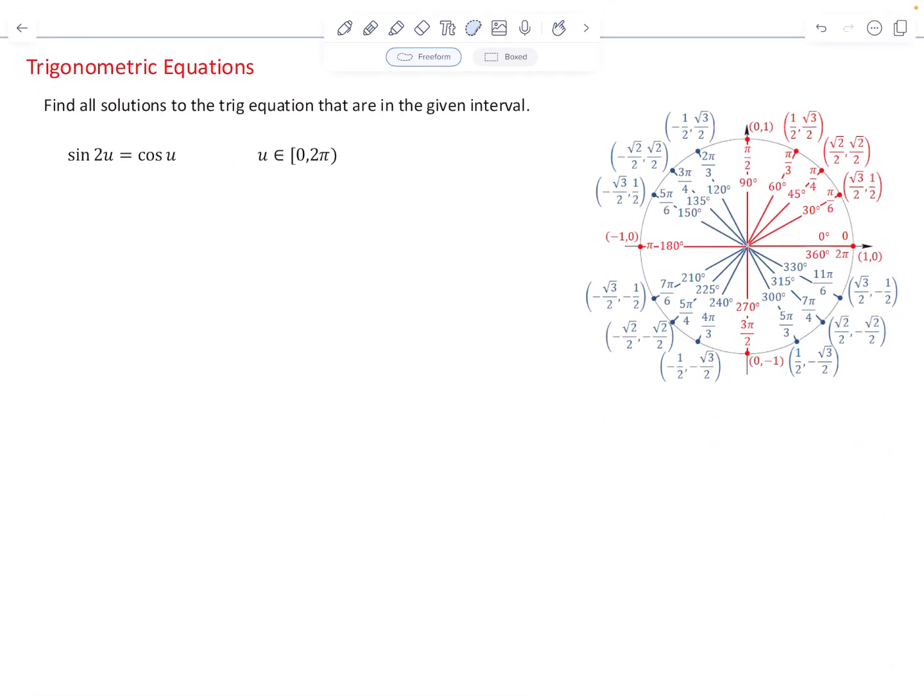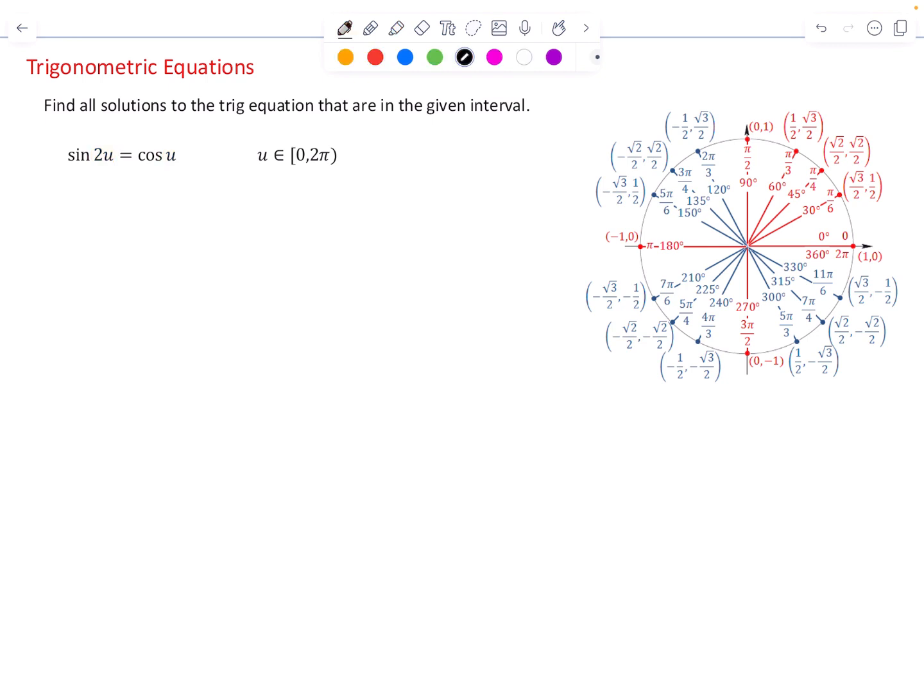Now we have sine 2u equals cosine u. This problem presents some challenges because the argument 2u of one trig function doesn't match the argument u of the other trig function. So we have inconsistent arguments, which poses a problem when trying to solve trig equations. If this occurs, you need to find ways to use appropriate trig identities so that we can have all of the trig functions in terms of the same argument.